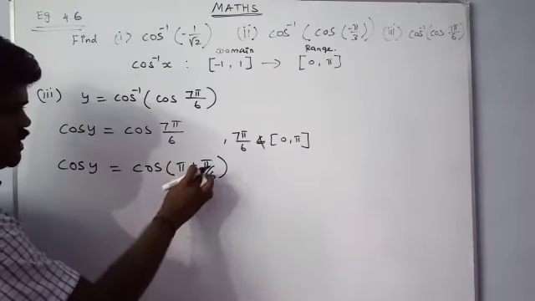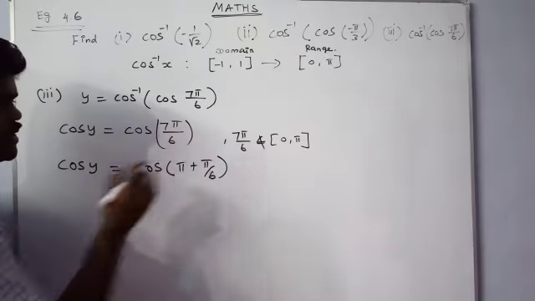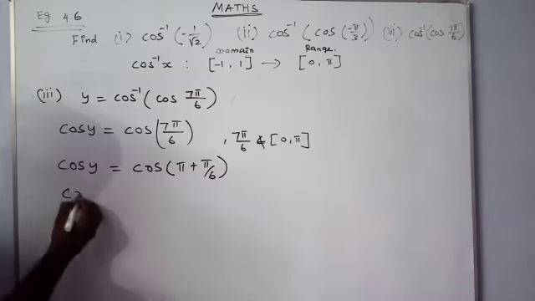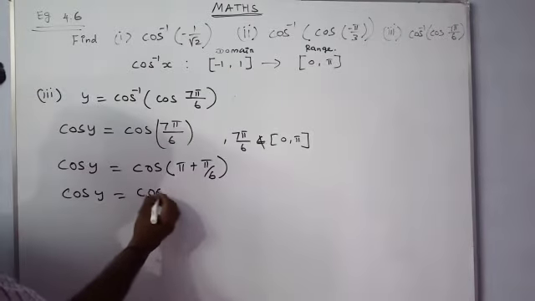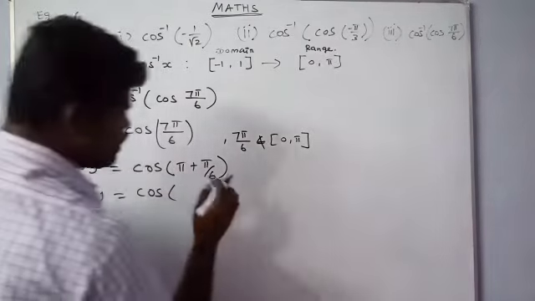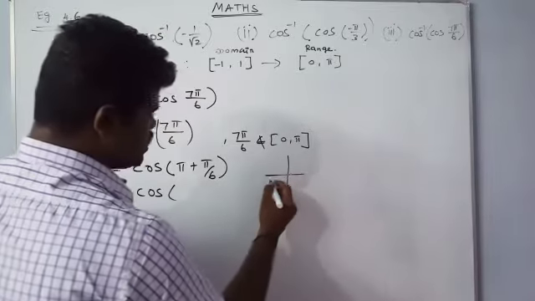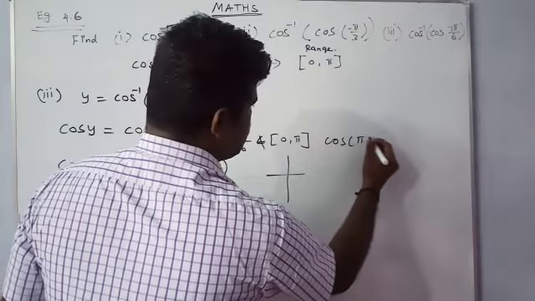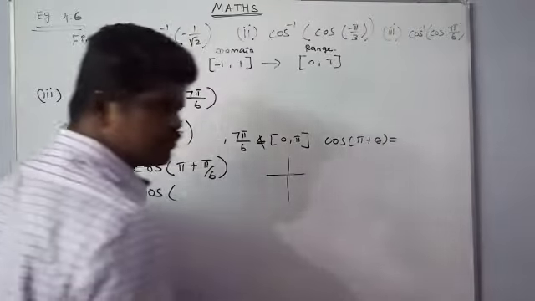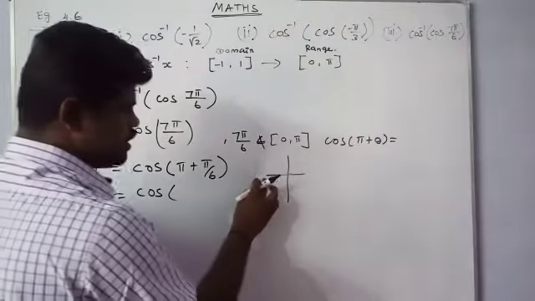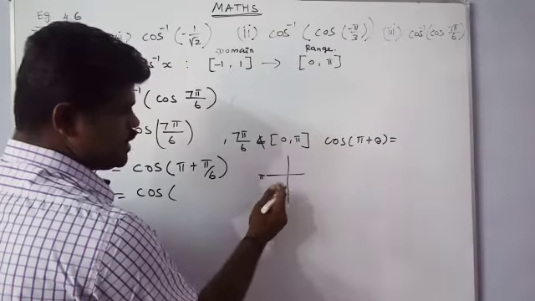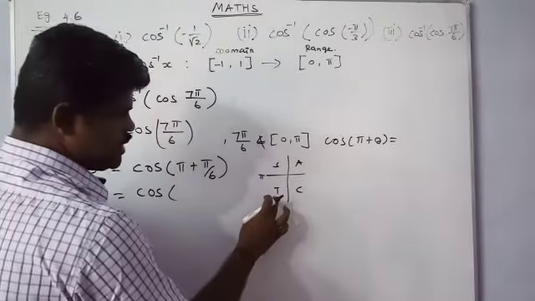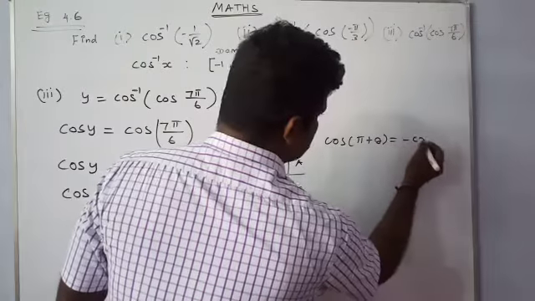Cross multiply this, 6 pi plus pi, 7 pi by 6 is there. So, we want to separate pi plus pi by 6. And cos y is equal to cos of pi plus pi by 6, means what? This is the third quadrant, pi plus theta. Cos of pi plus theta is equal to, pi plus theta means what? This is pi. And pi plus theta is third quadrant, A, S, T, C. So, pi plus theta means minus cos theta.